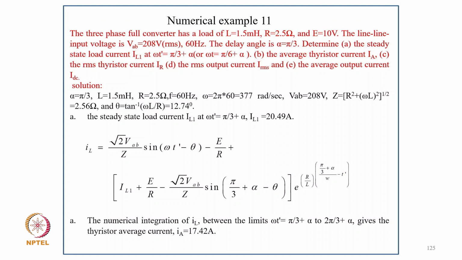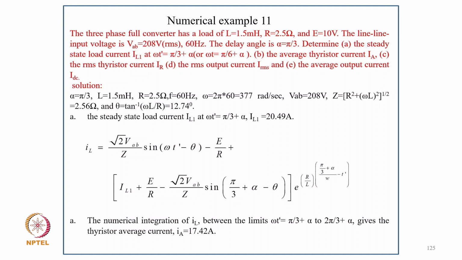L equal to 1.5, R equal to 0.5, and f equal to 60, so omega is 2 pi 60, that is 377 radian per second. Vab is 208, Z equal to under root R squared plus omega L squared, that is 2.56, and theta is tan inverse omega L upon R, that is 12.74 degrees. The steady state load current at omega t dash equal to pi by 3 plus alpha gives IL1 equal to 20.49. Then IL is root 2 Vab upon Z sin of omega t dash minus theta, minus E upon R, in bracket IL1 plus E upon R minus root 2 Vab upon Z sin of pi by 2 plus alpha minus theta, e to the power minus R upon L, in bracket omega t dash minus pi by 3 plus alpha.